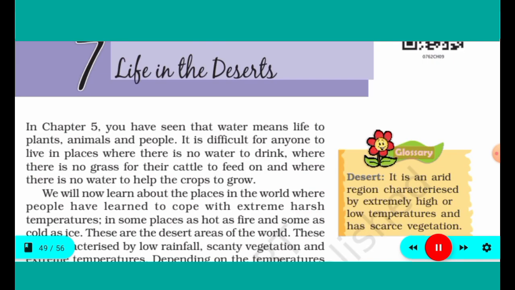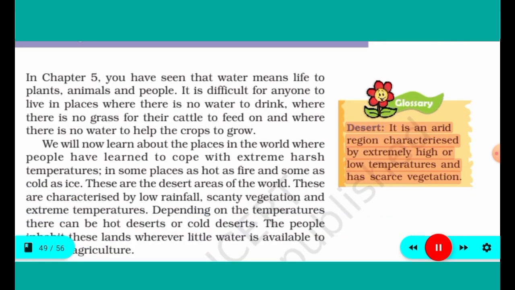Glossary. Desert. It is an arid region characterized by extremely high or low temperatures and has scarce vegetation.